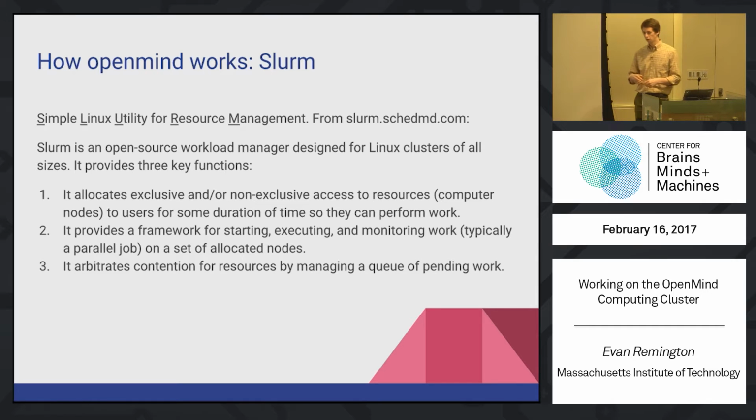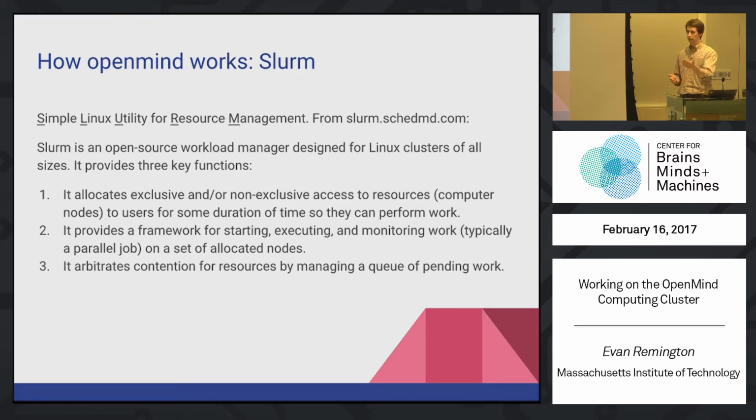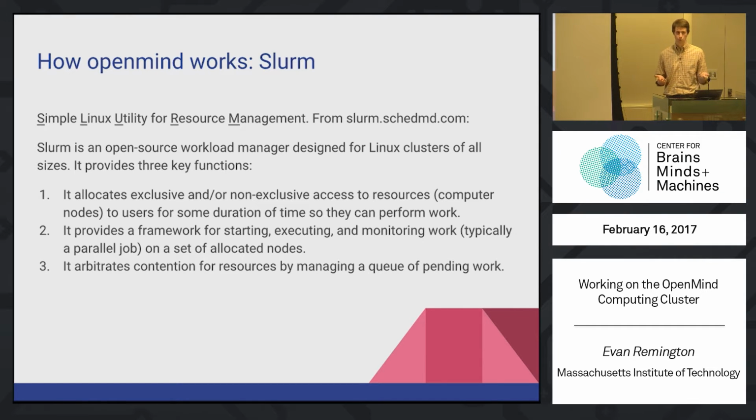So let's say 100 people want to submit 1,000 jobs each. The cluster's not going to be able to run all these jobs right away. So these jobs go into a queue. And when Slurm decides that it's job 90's turn to run, then it runs it.